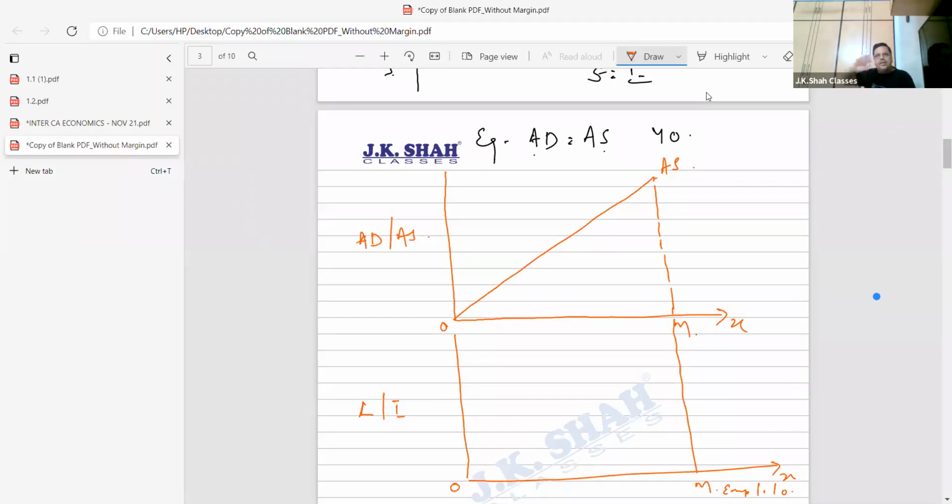Imagine you are buying 100, I'm selling only 40. That is also problematic. Then I will have to produce more. Am I right? So when will we get equilibrium? When demand is equal to supply.